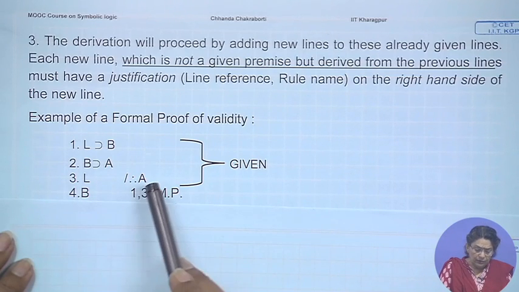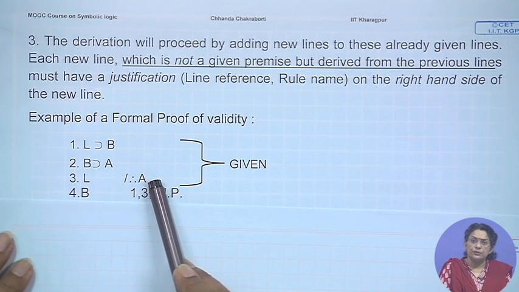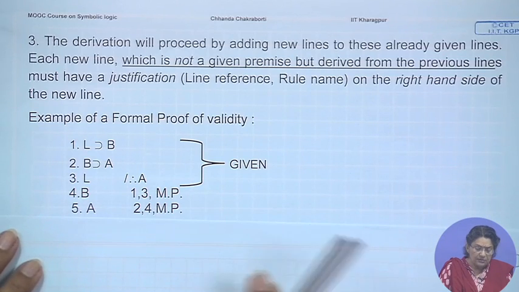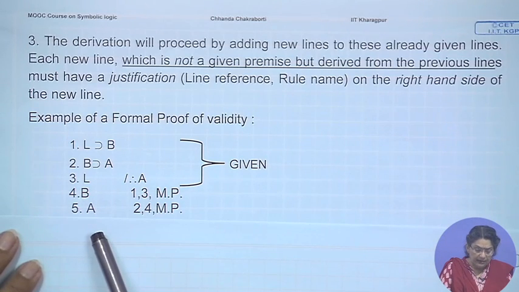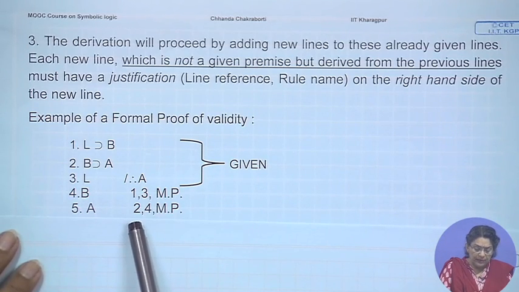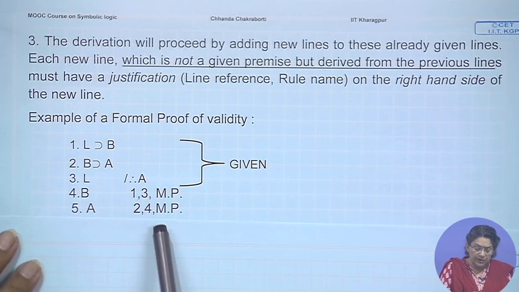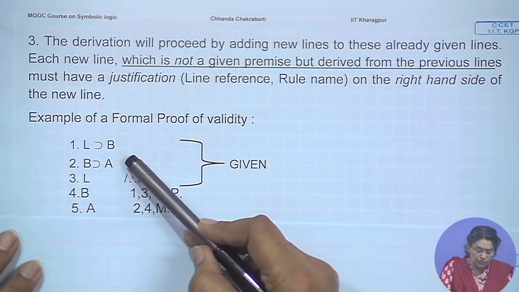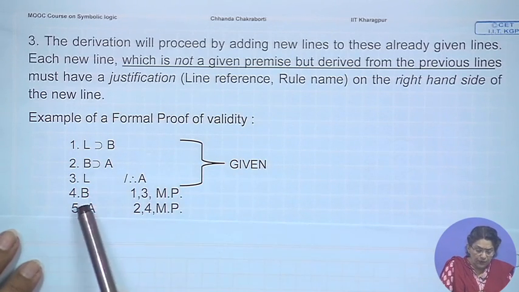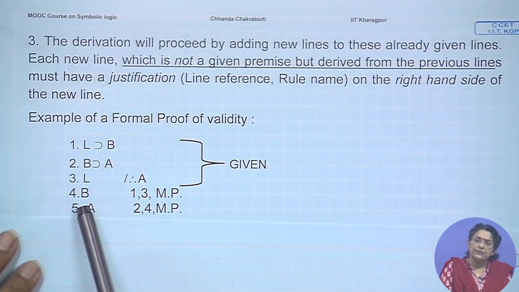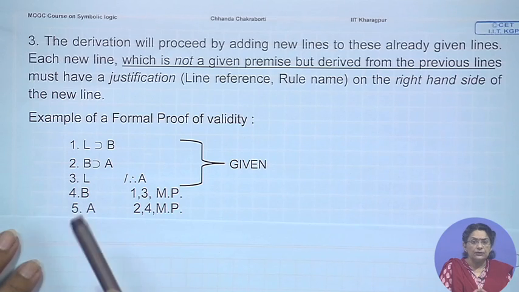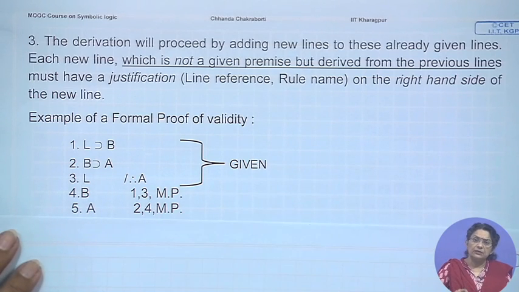Am I done? No. Look at the conclusion. This is where we need to go. So, here is the next line, A. How did you obtain it? From line 2 and 4 you derived it by using modus ponens. So, line 2 and 4. 4 is not a given line, 4 is something that you have derived, but that is perfectly all right. Anything that you legitimately derive automatically becomes part of the proof.